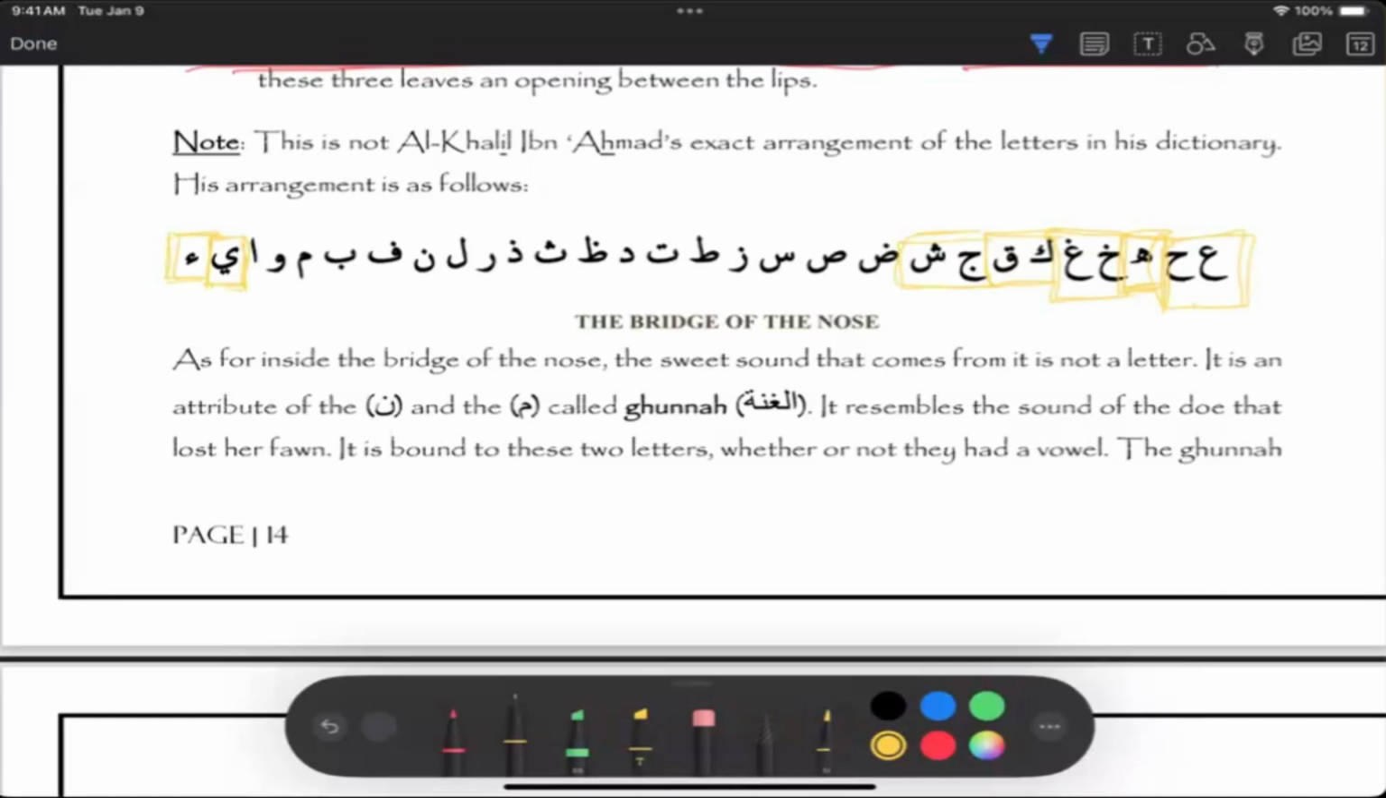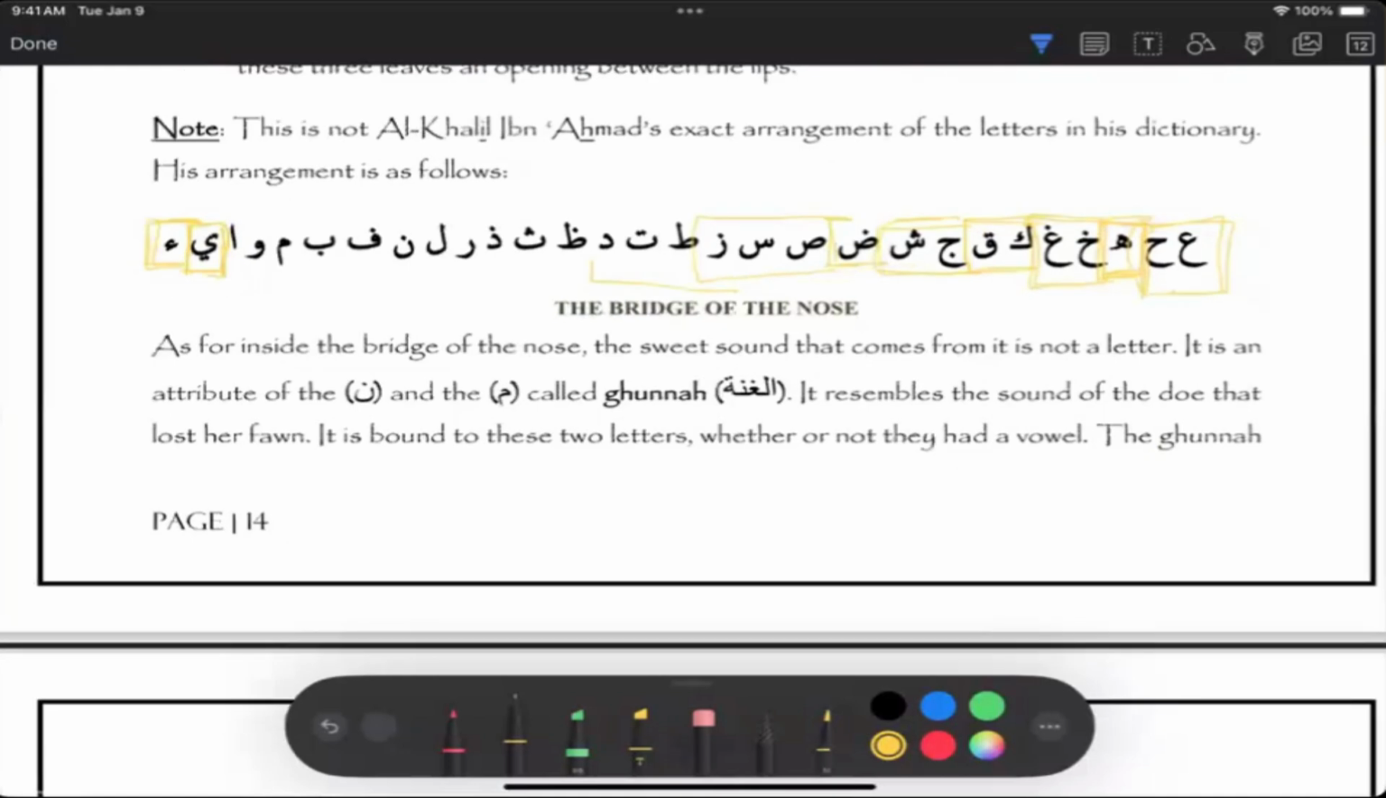Then he got to dad. Dad doesn't have any system. It's just by itself. Long letter that presses against the molars. Then he went to Sad, Sin, and Zay. Then Ta, Ta, and Dal. Then Dha, Tha, and Dhal. Then Ra, Lam, and Noon. Then Fa, Ba, Mim, and Waw. All those are lip letters.